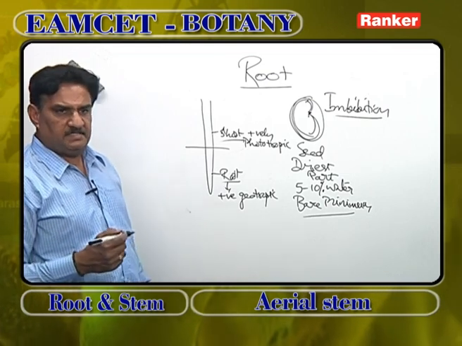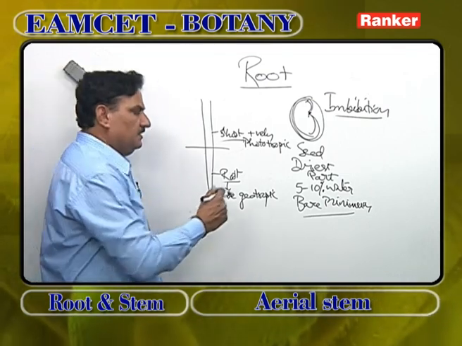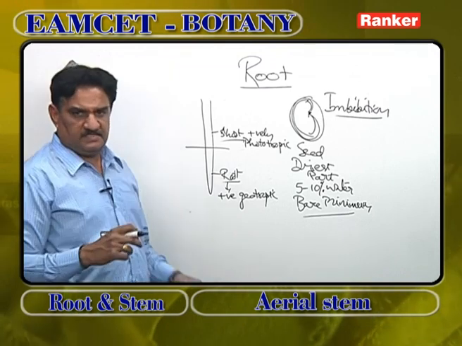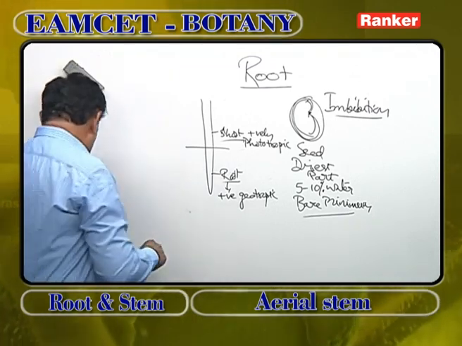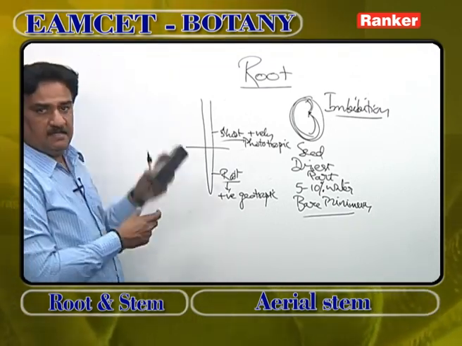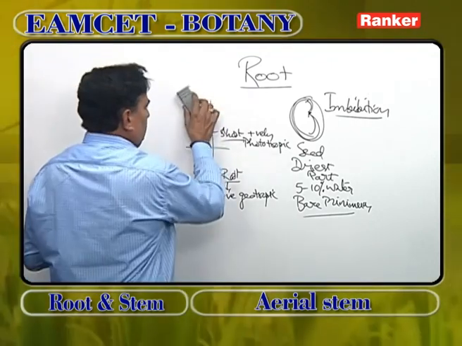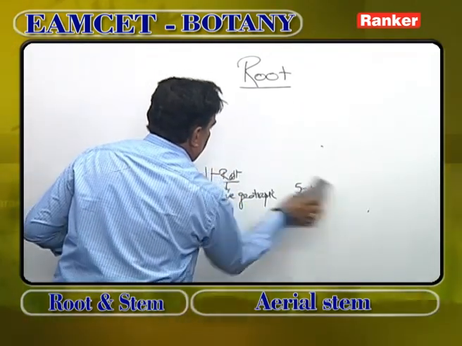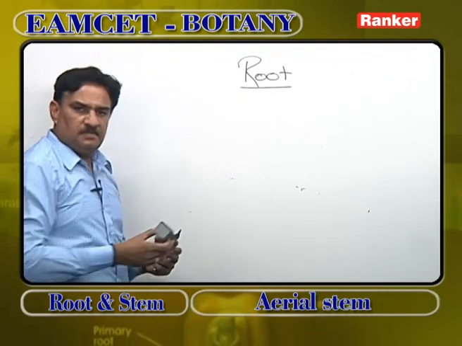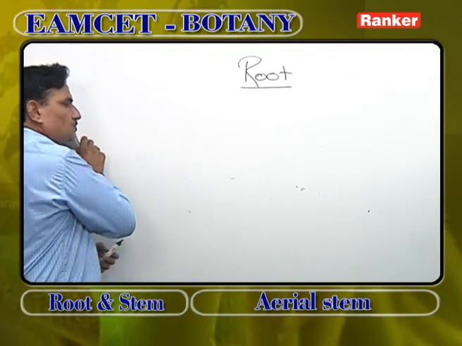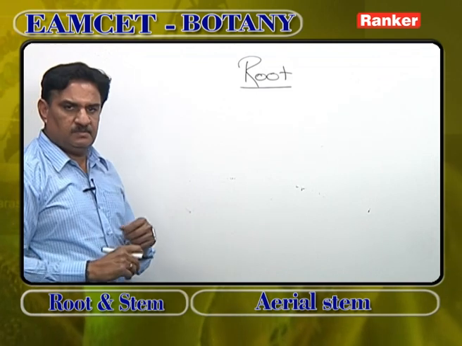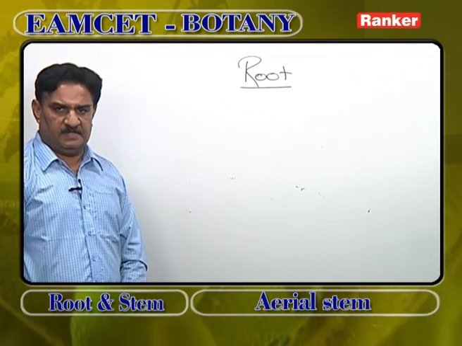By imbibition, seeds absorb water and they swell. Once they swell, the seed coat is broken. The first structure that comes out is radicle. The structure followed is plumule. Radicle develops into root system. Plumule develops into shoot system. So that is how seed germination takes place.